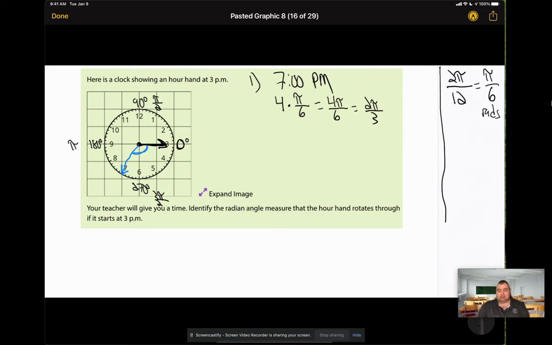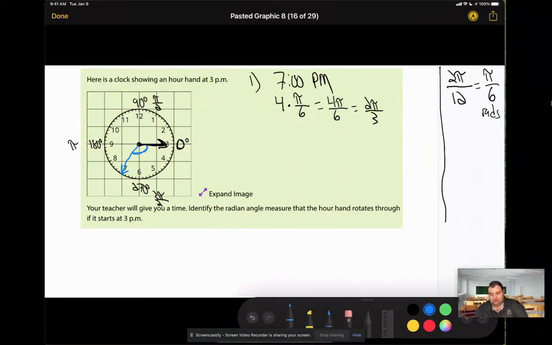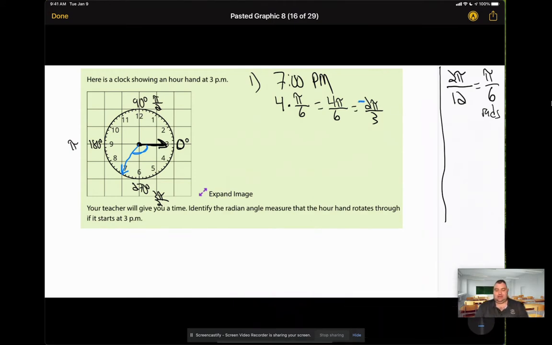However, the answer is going to be negative 2 pi over 3. The answer is not going to be 2 pi over 3. The answer is going to be negative 2 pi over 3 because I rotated clockwise. I moved clockwise on the clock. So from 3 p.m. to 7 p.m., the hour hand has rotated negative 2 pi over 3 radians. Okay?